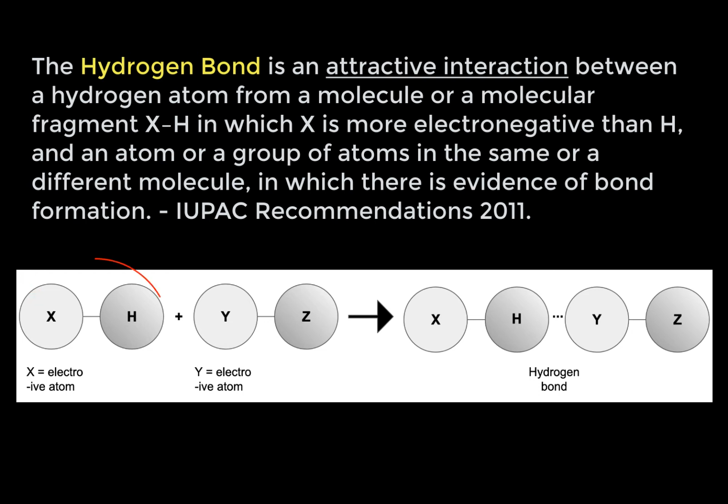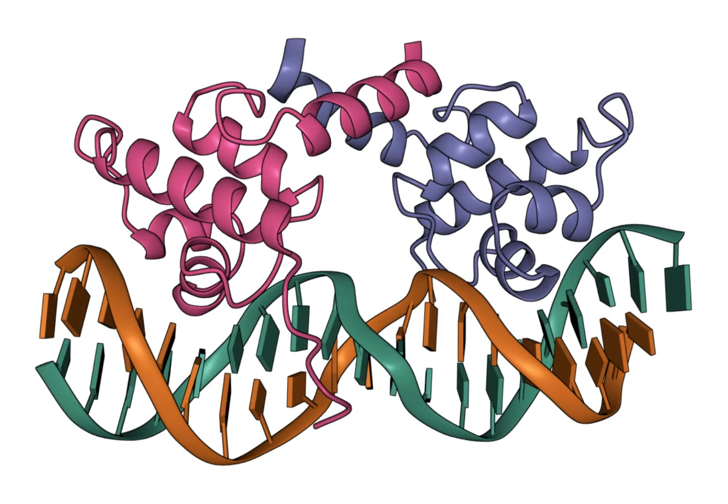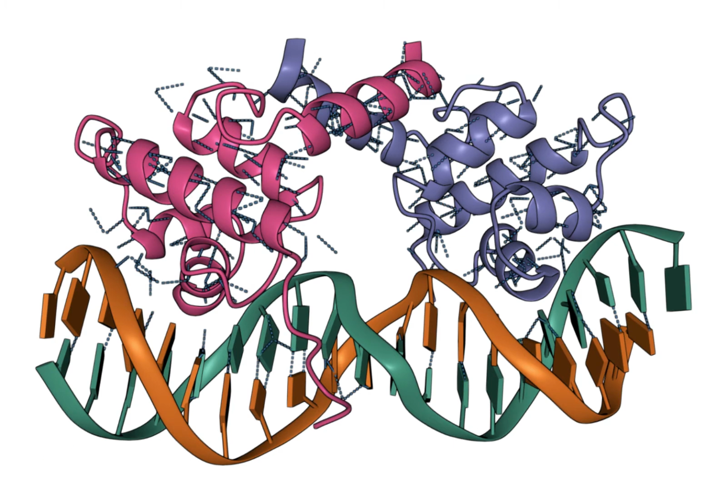shown here as XH, and another electronegative atom, shown here as Y. The hydrogen has a partial positive charge and acts as the hydrogen bond donor, while the Y forms the acceptor. In biological macromolecules such as proteins and nucleic acids, hydrogen bonds play key roles in stabilizing these molecules and also in their interactions and functions.